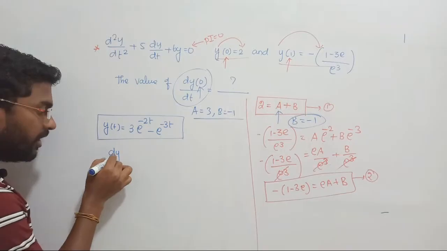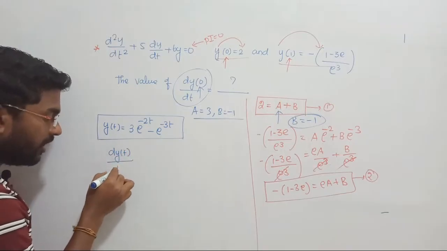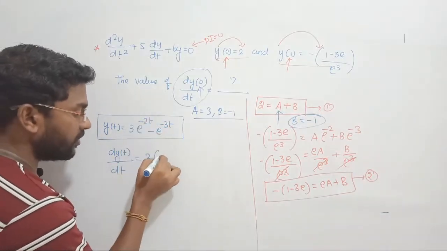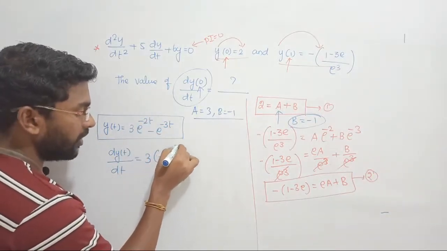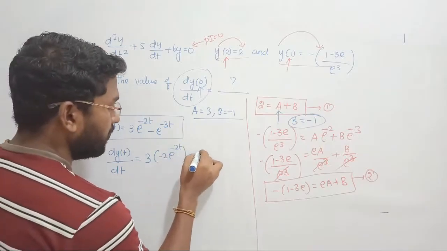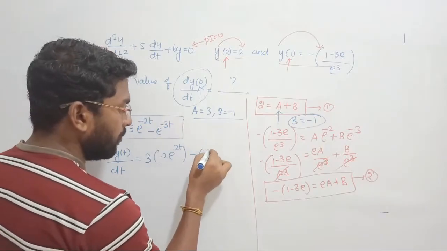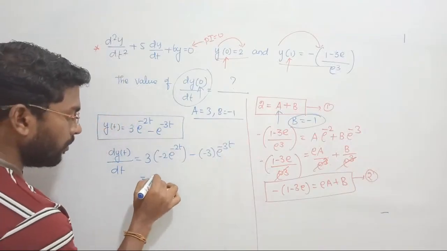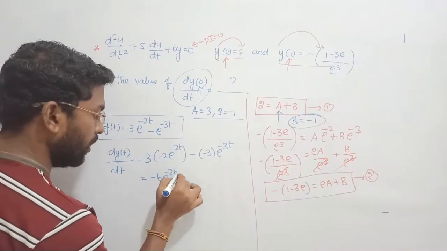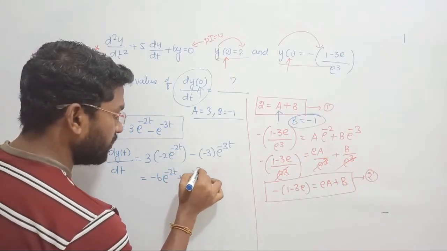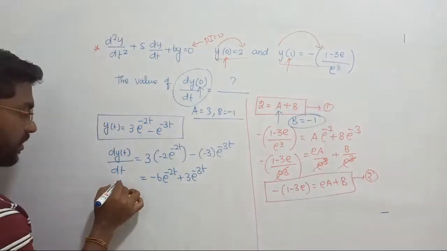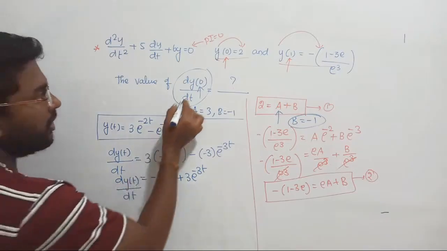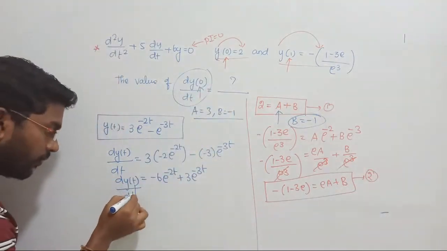First find dy of t by dt. For dy of t by dt, we have to differentiate once, such that 3 into e power minus 2t, differentiated, gives minus 2 into e power minus 2t, right? Okay, minus e power minus 3t differentiated gives minus 3 into e power minus 3t, such that it is going to be minus 6 into e power minus 2t plus 3 into e power minus 3t. Clear? This is dy of t by dt, but they don't want dy of t by dt, they want dy of 0 by dt. It means replace t by 0, right?